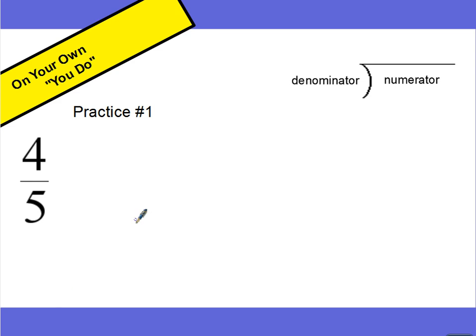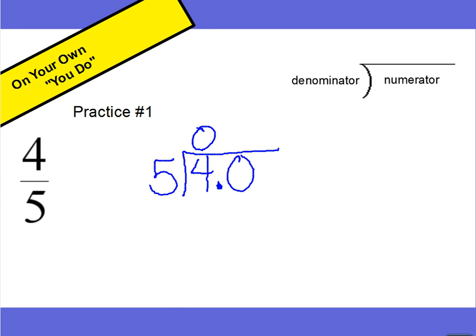Okay, so you should have the 5 on the outside, the 4 on the inside, and there are 4 more words. The 5 is called the divisor, and the 4 is the dividend, but we're not stressing about that now. 5 cannot go into 4, but 5 can go into 40, so I added my 0. 5 goes into 40 8 times, with nothing left over. Bring up my decimal.